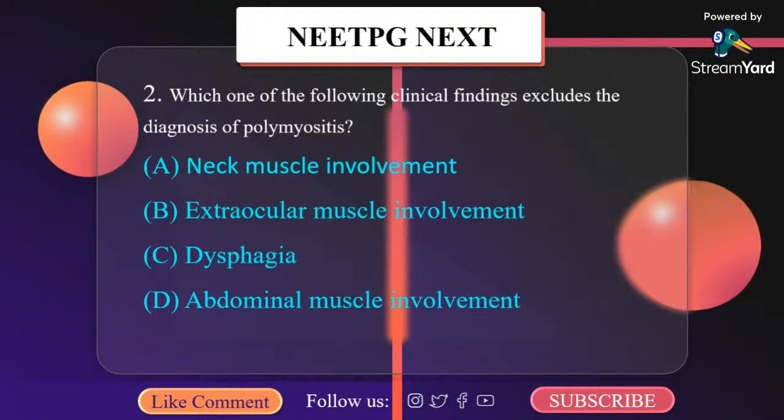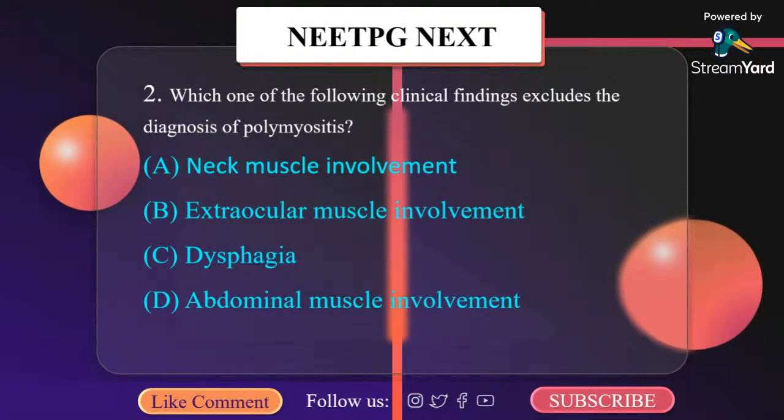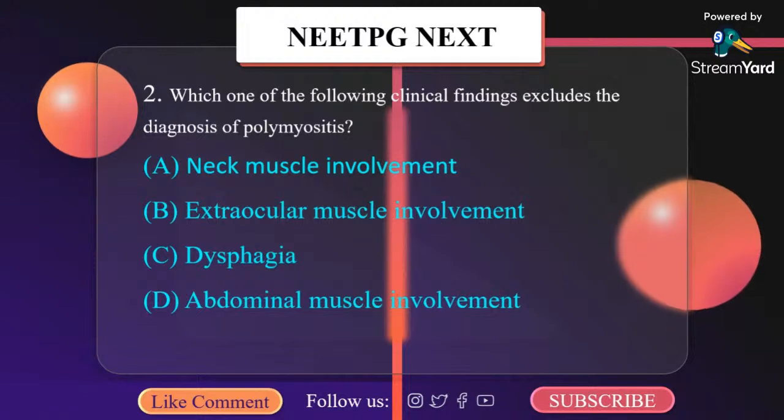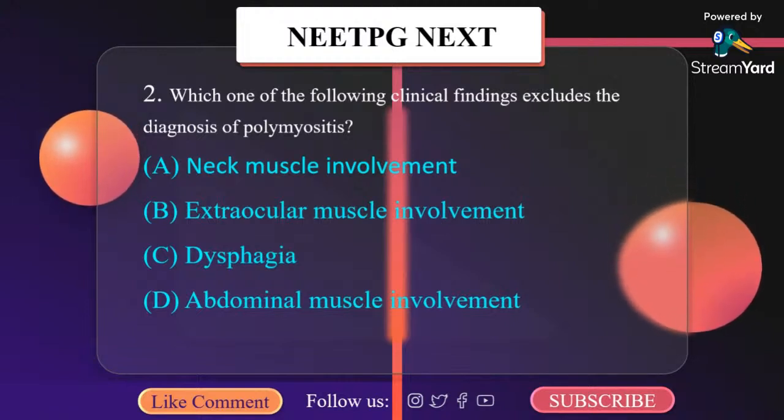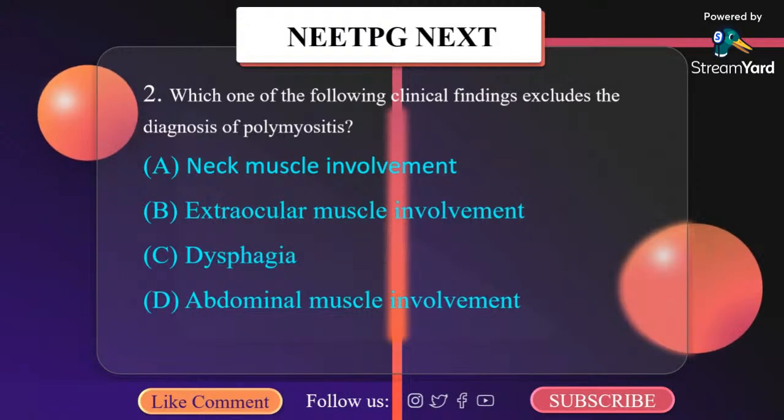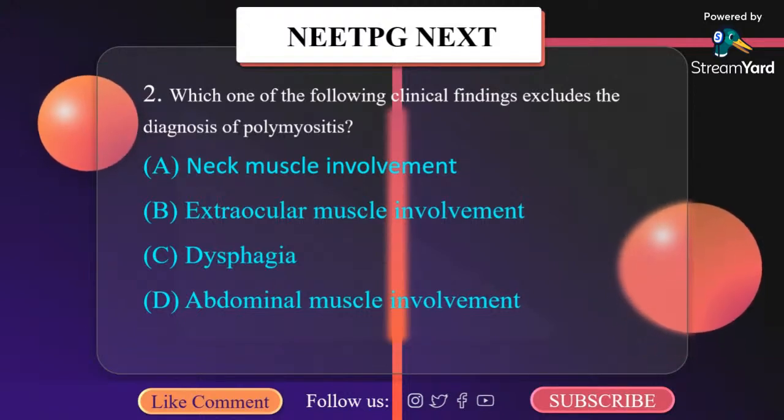Which one of the following clinical findings excludes the diagnosis of polymyositis? A. Neck muscle involvement. B. Extraocular muscle involvement. C. Dysphagia. D. Abdominal muscle involvement.